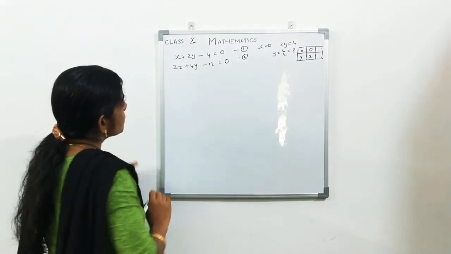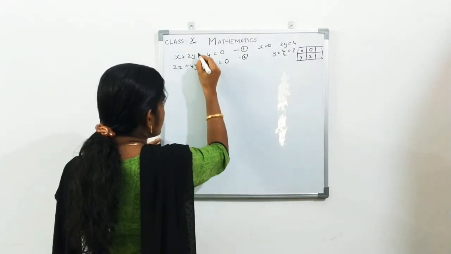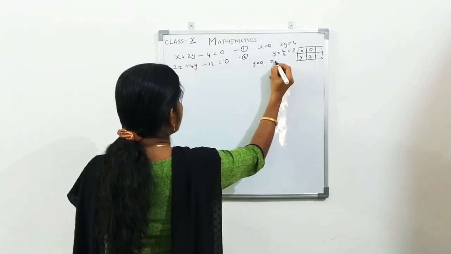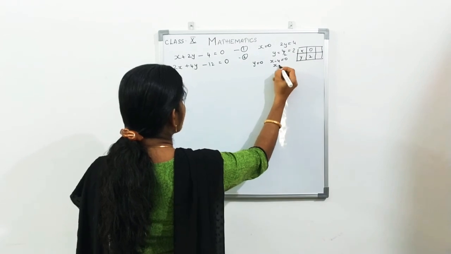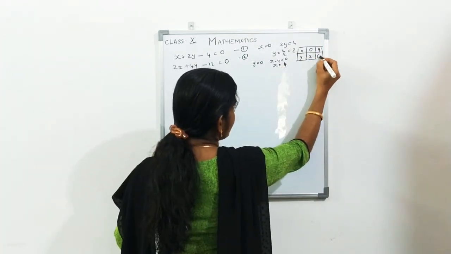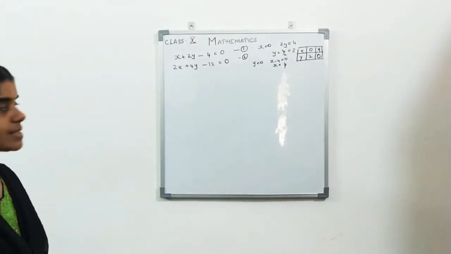Next one, what can we give? y we can give 0. Therefore, 2y becomes 0. Then, if y is equal to 0, x minus 4 equal to 0. Therefore, x is equal to 4. When x is equal to 4, y will be 0. Therefore, for the first linear equation you got 2 solutions.